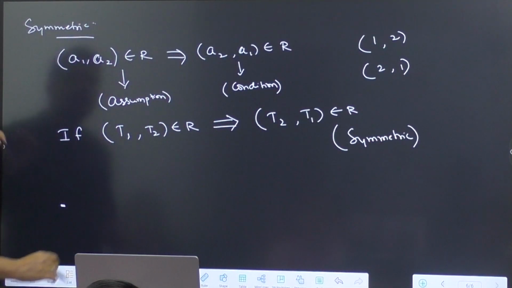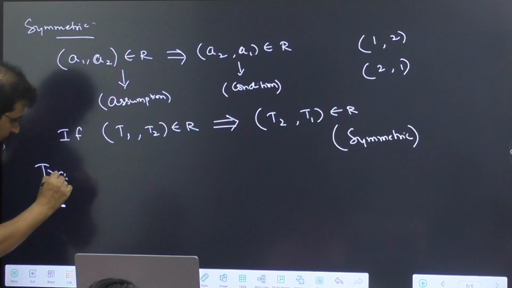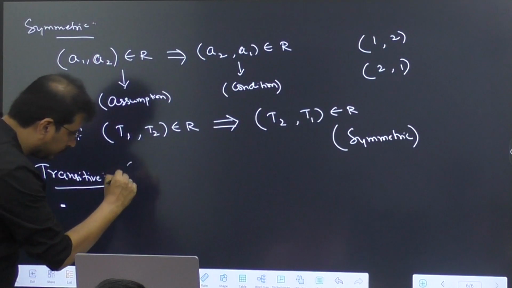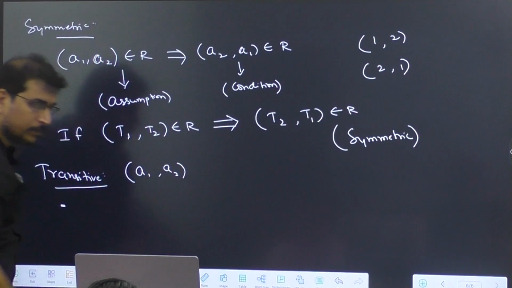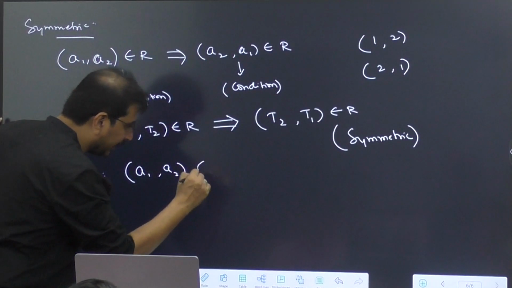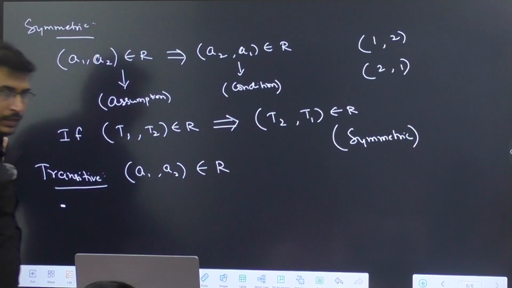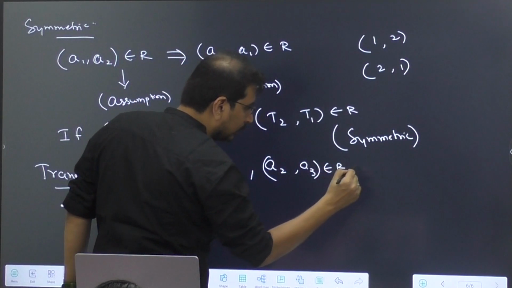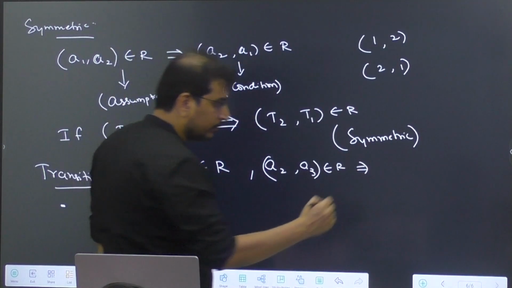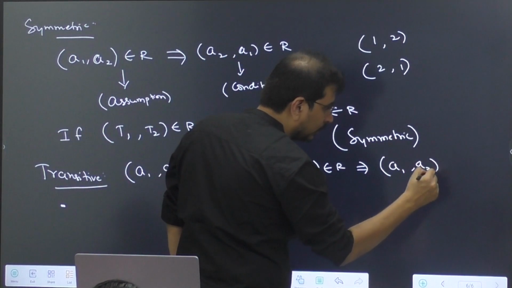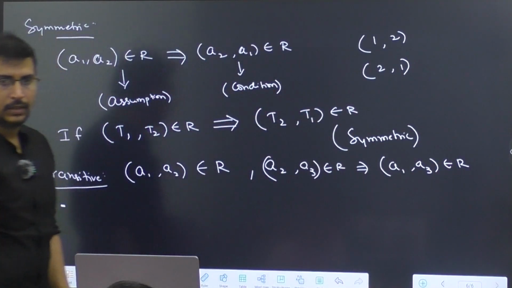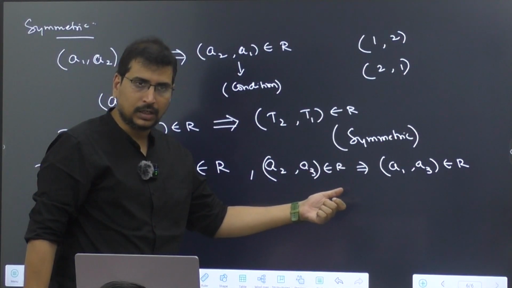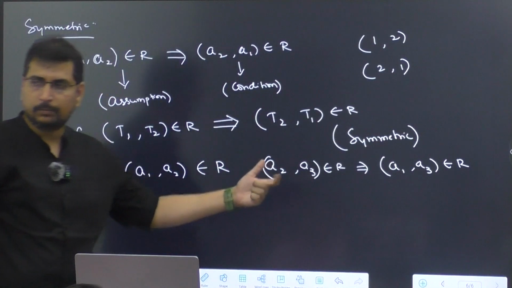Okay. Now, what is the third one? So, what is the meaning of this? If A1 comma A2 belongs to R and A2 comma A3 also belongs to R, that should imply A1 comma A3 belongs to R. If this condition is satisfied, it's very simple. 1 and 2 belong to R, 2 and 3 belong to R, implies 1 and 3 also belong to R.